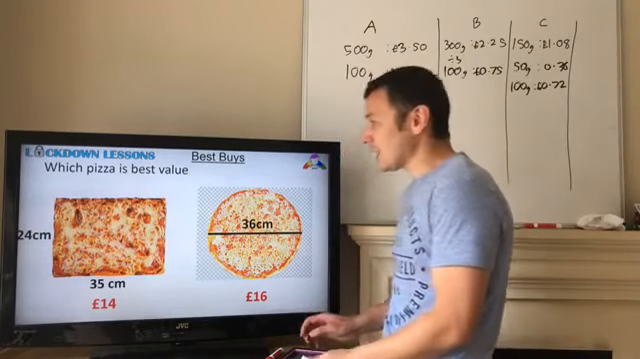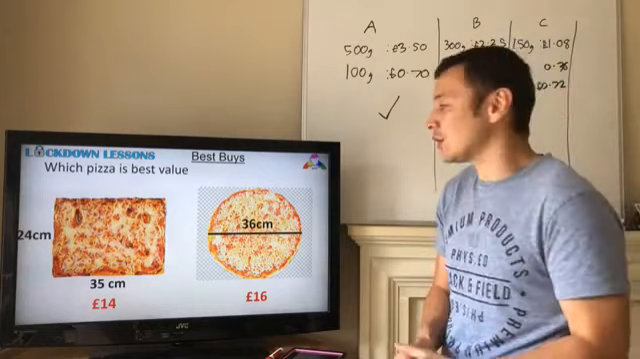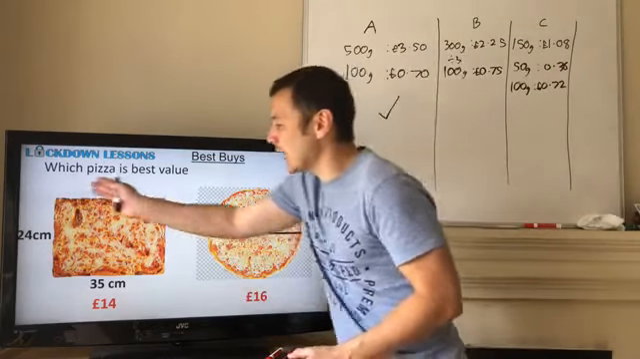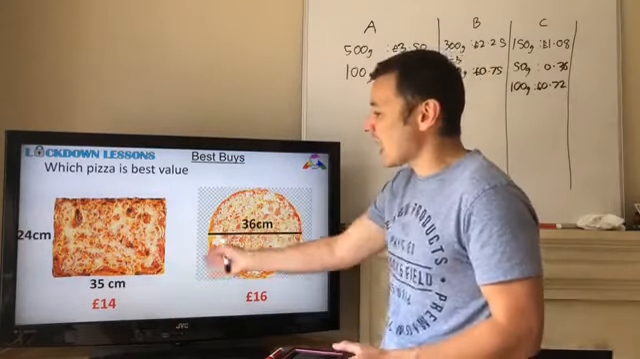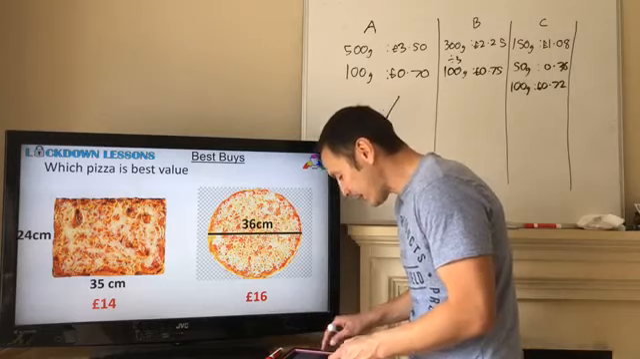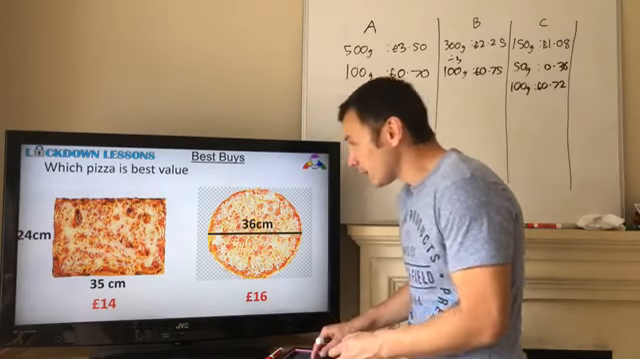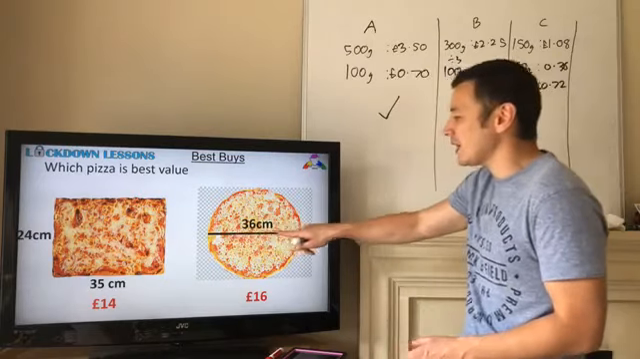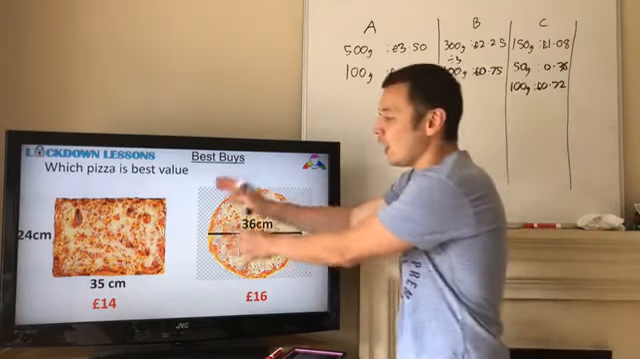Well, if you haven't worked out already, you need to try and work out the areas of these pizzas. How much pizza do you get there? The area of that pizza and the area of that pizza. Work out the areas and then compare the areas. So you're not just getting 36 centimetre squares. You don't just eat that bit of the pizza, you eat the whole pizza.